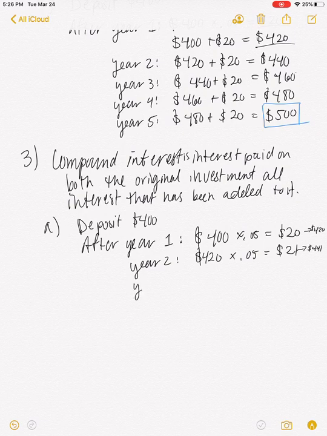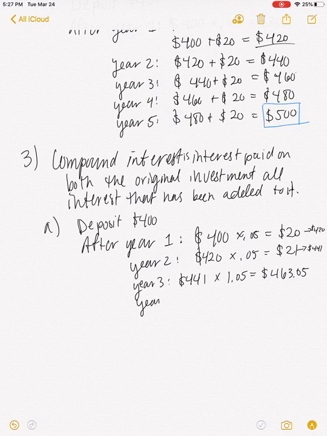Okay, so after year 3, we start out with $441, and I'm going to multiply this by 1.05, because that will just give us the actual balance after year 3, instead of having to find out 5% of what the balance is and then adding that back onto the balance. So this is the shortcut that we've talked about before in class. And we multiply that by 1.05, and according to my calculations, we get $463.05.